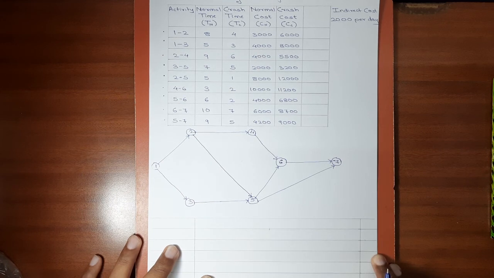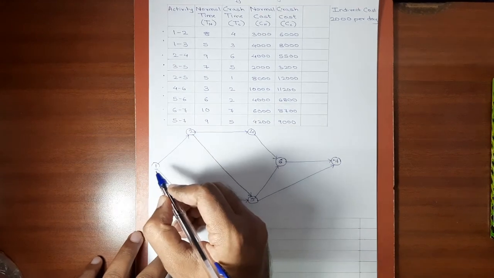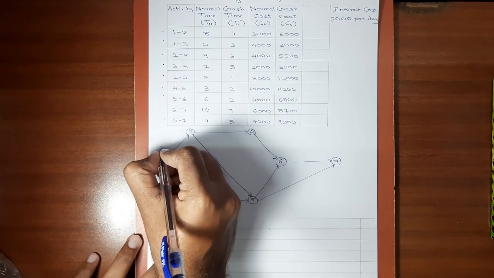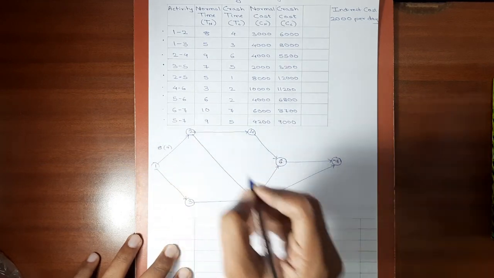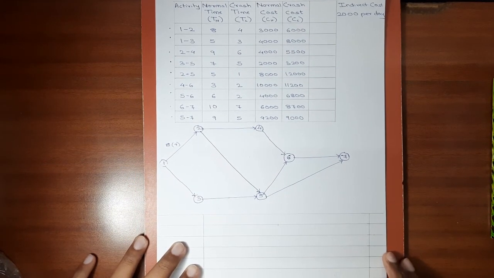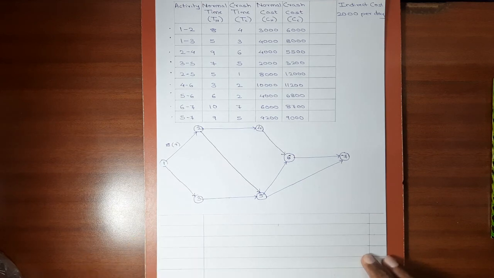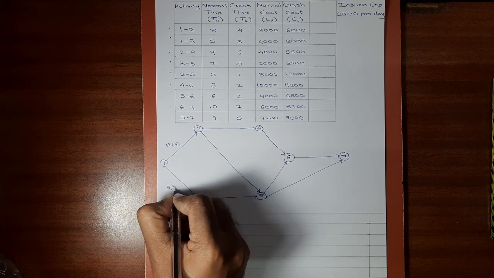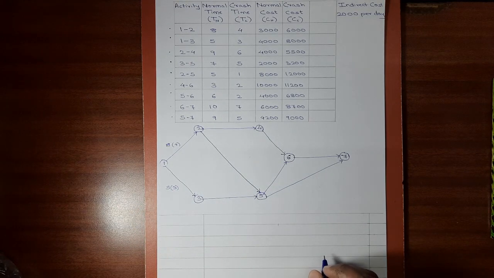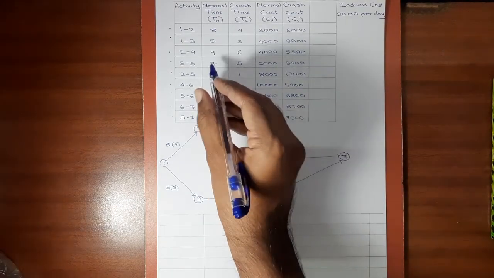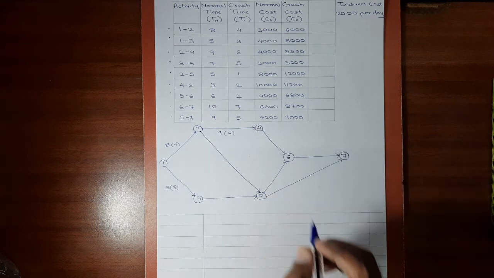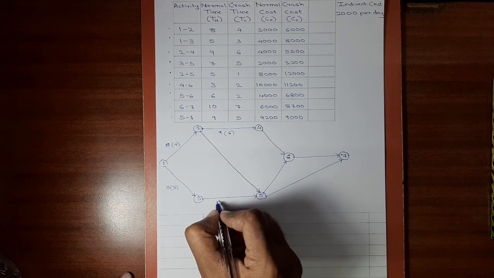Now we'll mention the normal time and crash time of each activity below the arrow. For activity 1-2, the normal time is 8, crash time is 4. I'll mention it over here, 8, 4. Similarly for activity 1-3, normal time is 5, crash time is 3, so I'll write 5, 3. Next for activity 2-4, the durations are 9 and 6. Then for 3-5, 7 and 5.